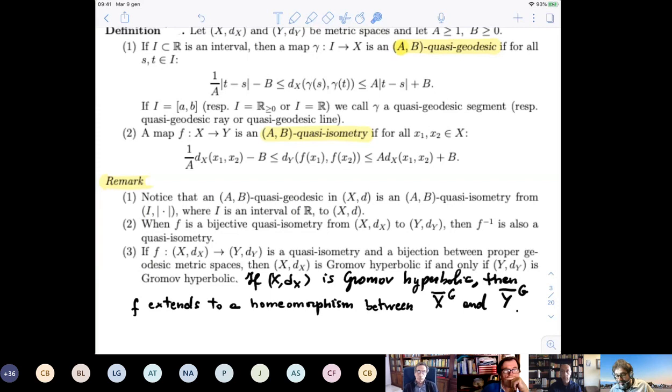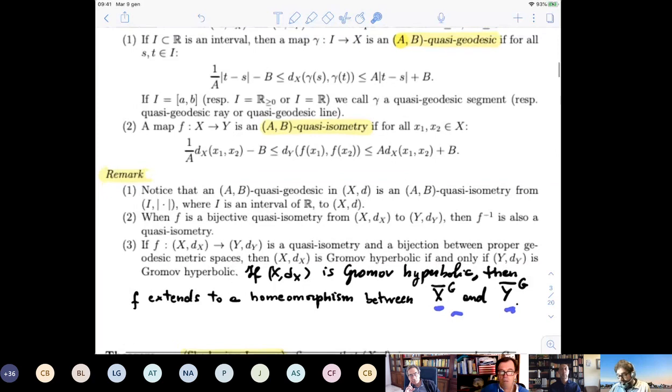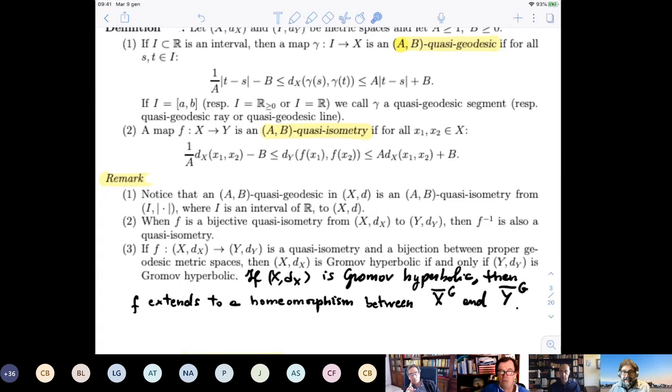Whenever f is bijective and it's a quasi-isometry, then also the inverse is a quasi-isometry. And moreover, if it's a quasi-isometry which is also a bijection, then it preserves Gromov hyperbolicity. So in the category of Gromov hyperbolic spaces, the isomorphisms are given exactly by bijective quasi-isometries. And moreover, when you have Gromov hyperbolic spaces and a bijective quasi-isometry, then it extends as a homeomorphism between the closures of the two. So in particular, if you have an isometry between two Gromov hyperbolic metric spaces, then it always extends as a homeomorphism between the closures of the two spaces.